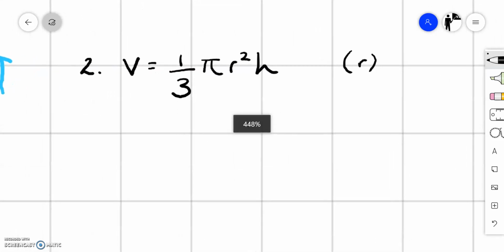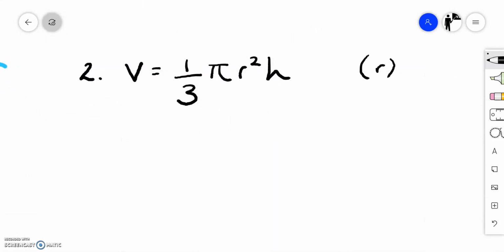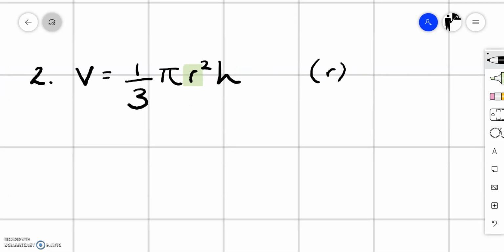Okay, here we've got the formula for the volume of a cone. V equals 1/3 pi r squared h. And we want to think about making r the subject of the formula. So my goal is I want it to be r equals. A few options here as to how you want to tackle this.